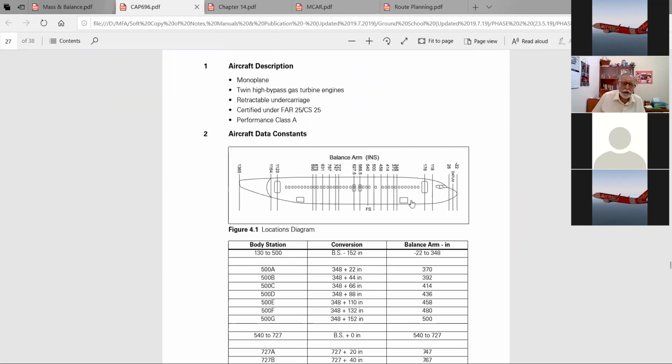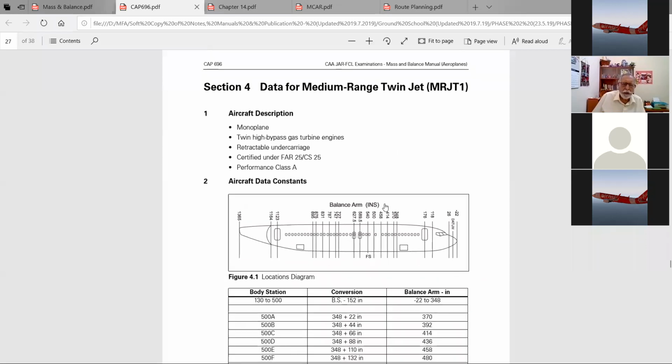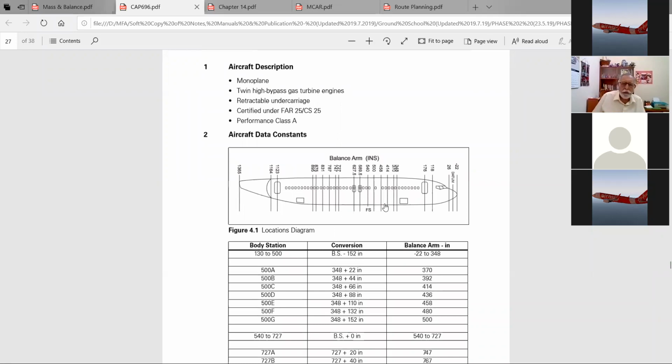Now here we have data for MRJT. This is what we've got to study now. We've done the SCP, MEP. I hope you have done your questions, etc. That chapter is closed now. You have to keep revising on your SCP, MEP. Now we go to MRJT.